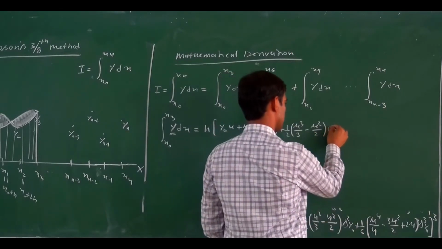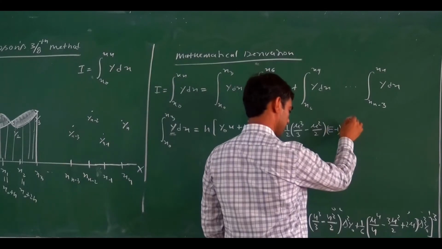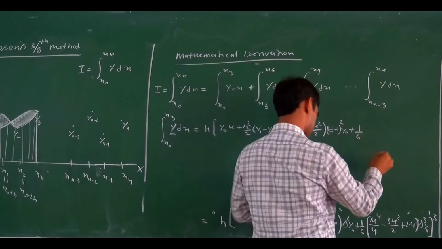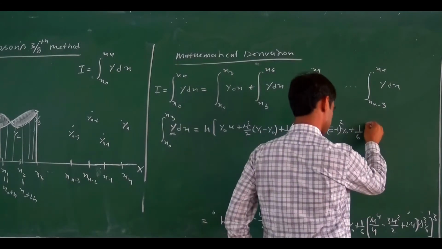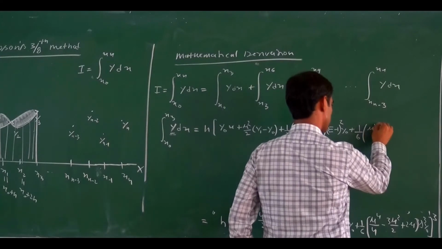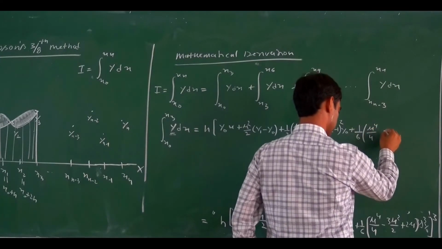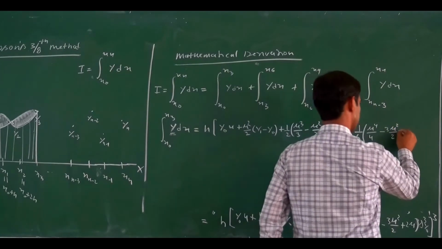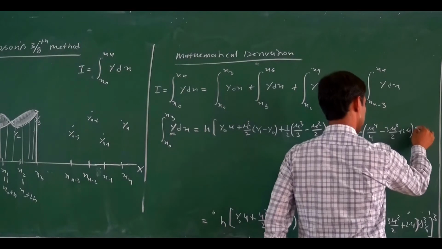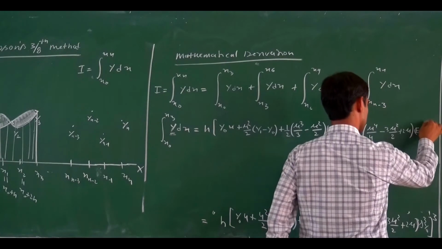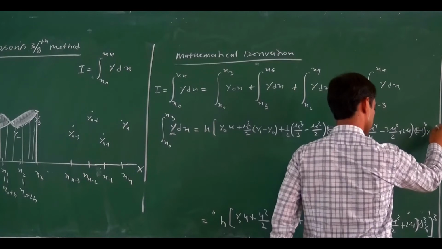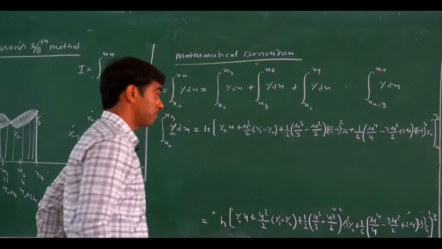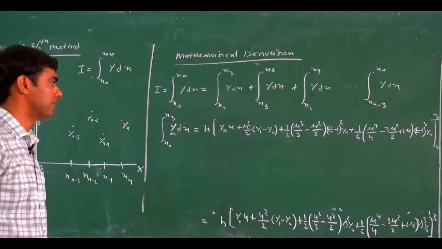Del 2 y0, this one, in place of del, we write what? E minus 1 whole square y0 plus 1 by 6 inside u to the power 4 divided by 4 minus 3u square by 2 plus twice u. Del 3 is replaced by E minus 1 whole cube y0. And what is the upper and lower limit? 0 to 3. So, what will happen here?